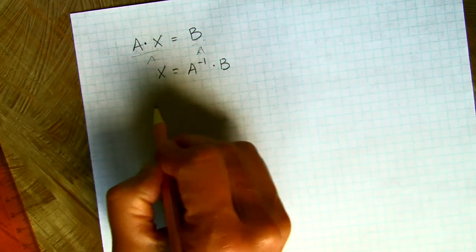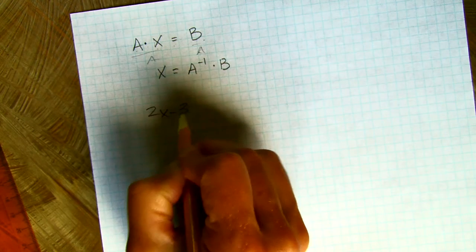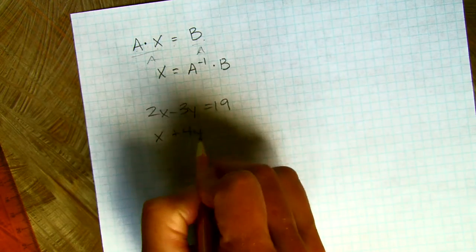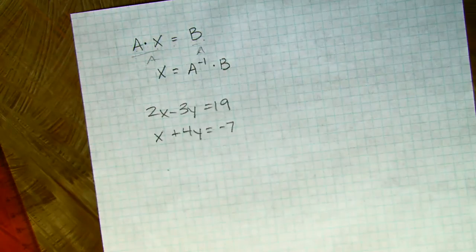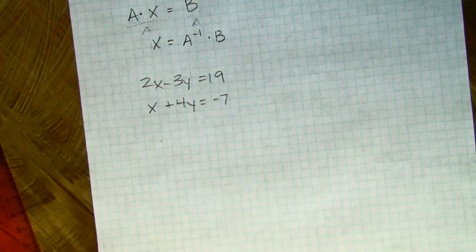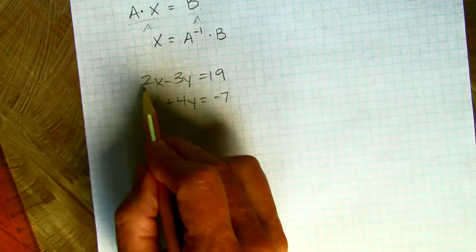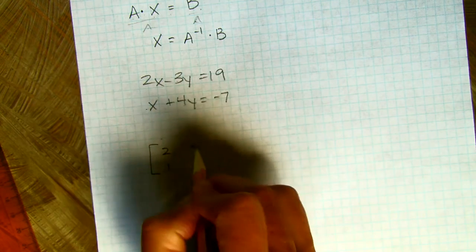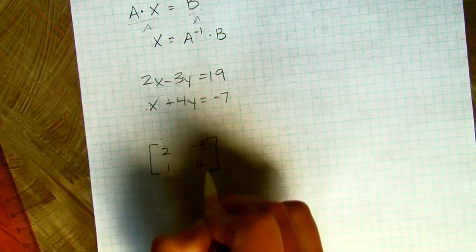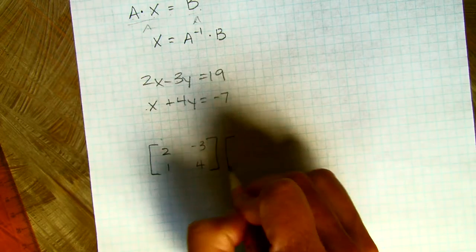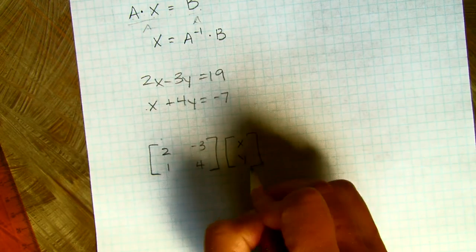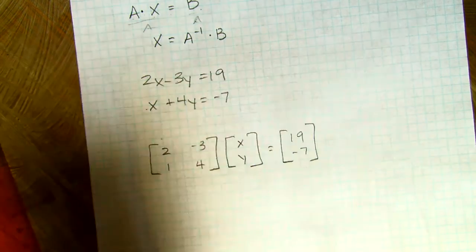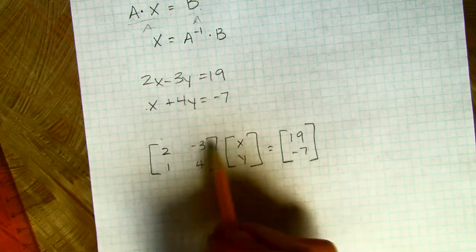How do we apply that to a linear system? Well, if I have this system, I can write it as a set of matrices where 2, 1, negative 3, 4 would be my matrix A. And if I multiplied that by x, y, I would get 19, negative 7. And think about row by column.